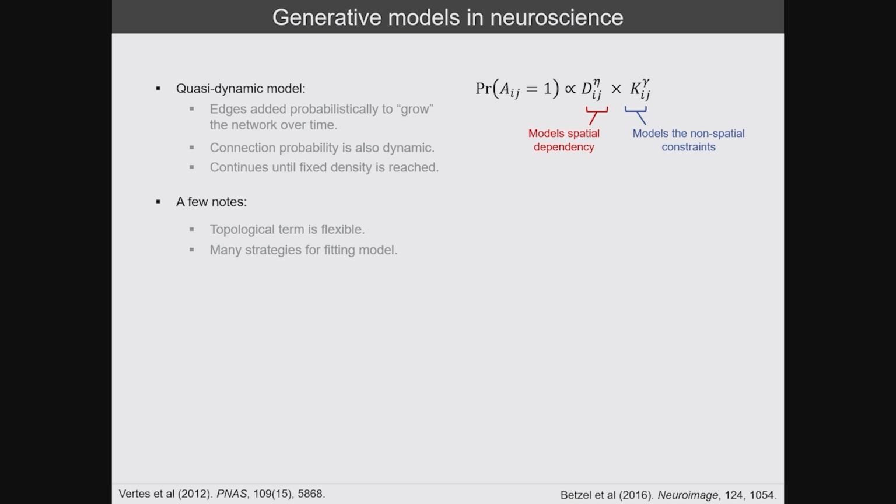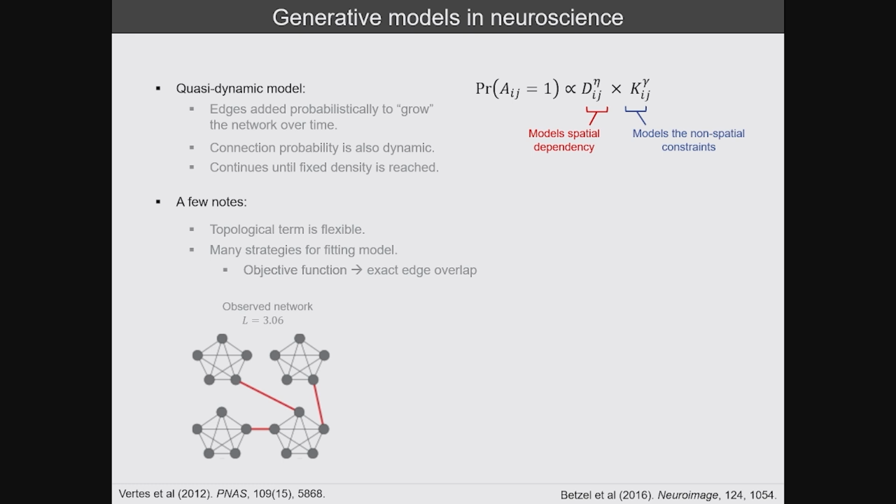There are a lot of strategies for fitting this model. On one hand, generally, we need to define some objective function. In other words, it tells us how good our generative model is doing. One possibility is to choose exact overlap. Good generative models are ones that recapitulate exactly the topology of our observed network. But that can sometimes be dissatisfying. I'll give an example here. I think I'm borrowing this from slides that Petra shared with me many, many years ago. But imagine we had an observed network with a path length of 3.06. If I swap one connection, remove this one, and just place it here, I've changed the path length by quite a bit. I've just moved one connection, and I've changed the topological properties of this network by quite a bit.